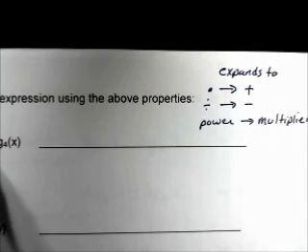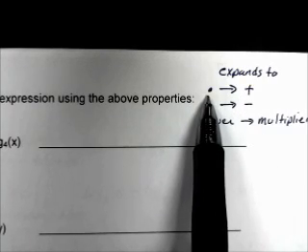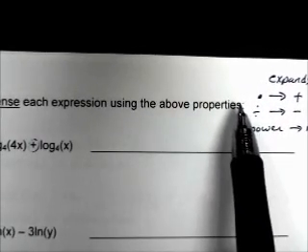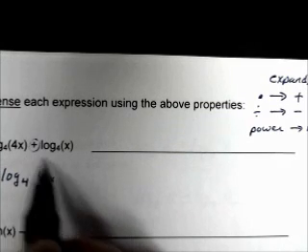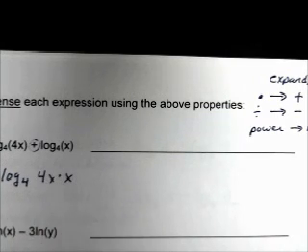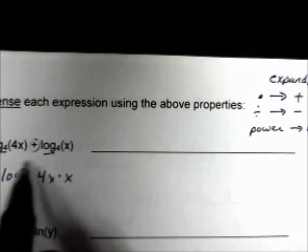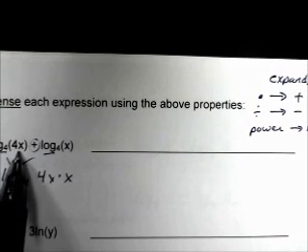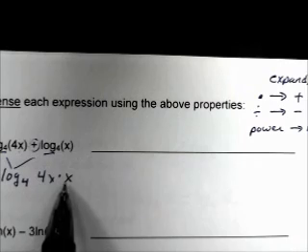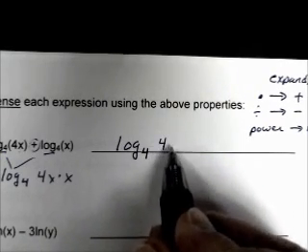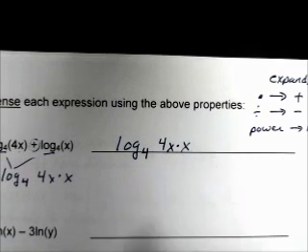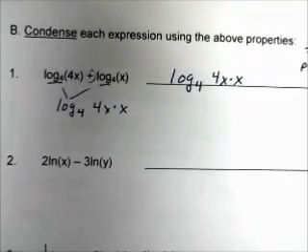So that means this addition meant it was multiplication to start with. So it condenses to multiplication. So this means that we have log base 4 of 4x times x. Right? This comes to 1, and then this 4x plus x meant it was 4x times x. So this is simply log base 4 of 4x times x. That's it. Number 2.